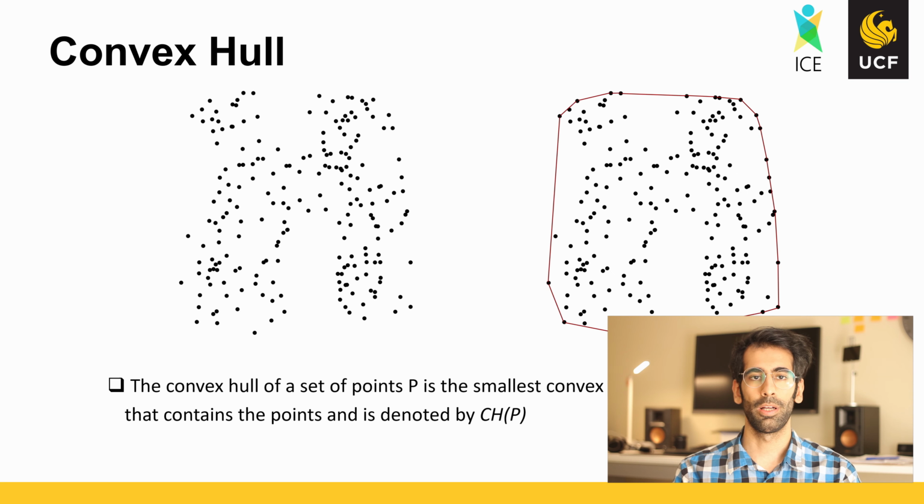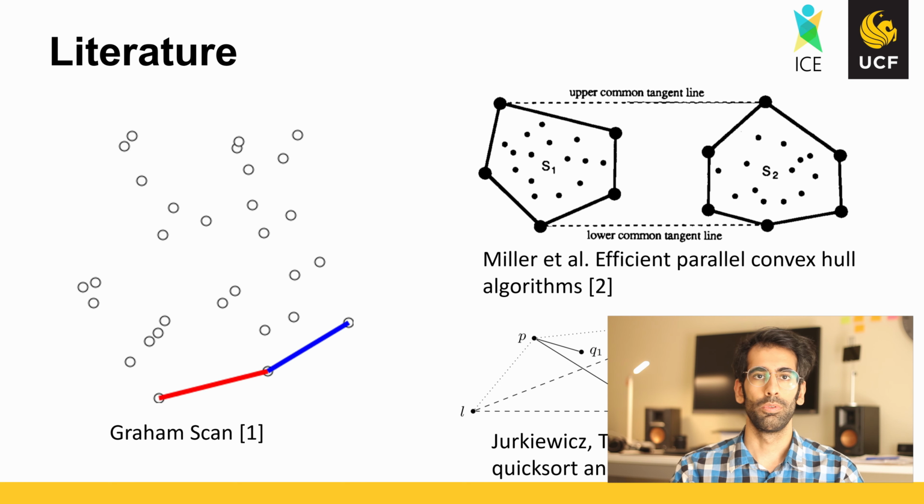The Convex Hull problem is finding the smallest polygon or polyhedron of a set of points so that all the other points are inside it. So for a set of points P, their convex hull is denoted as CH of P in this paper. There are numerous approaches to solve the convex hull problem. For example, Graham scan is one of the well-known approaches for 2D points.